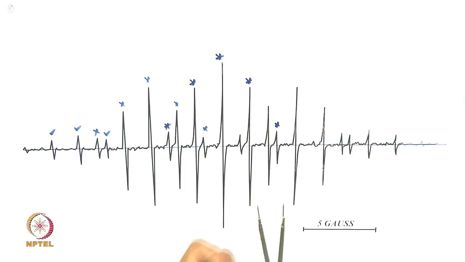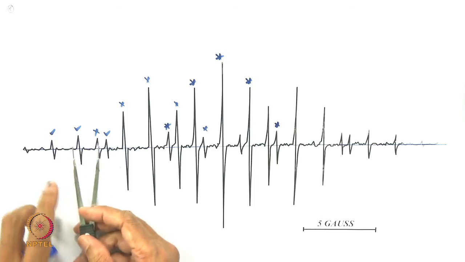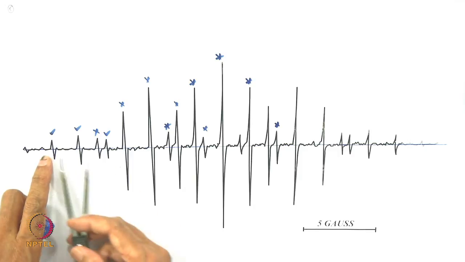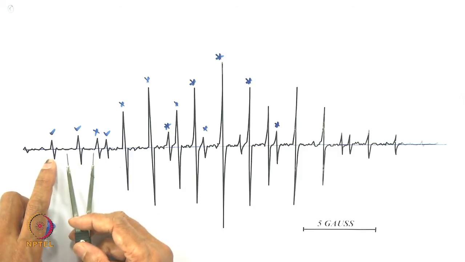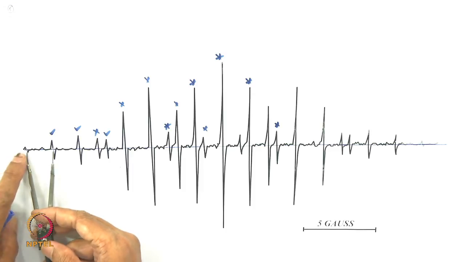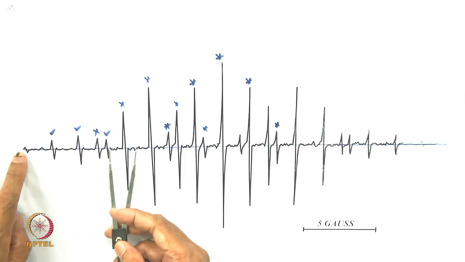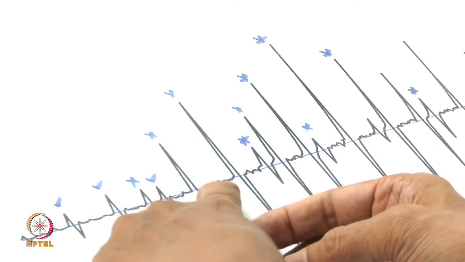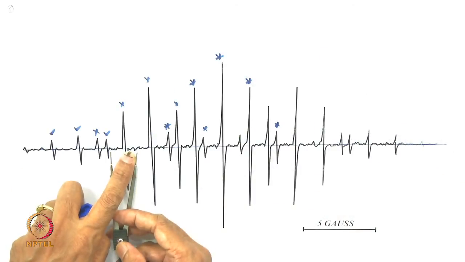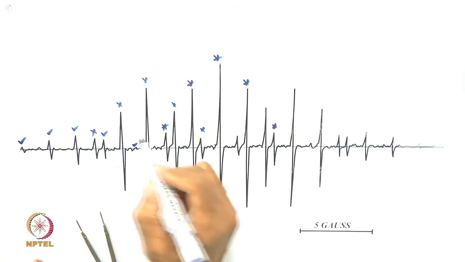Since this pattern is present here, it is natural that there must be lines for these three groups of 3 lines also. It cannot be just 3, there will be 5 lines. So, I start from here, go back and see that, yes, it looks like there is a line which is hidden here. Similarly, there could be a line here, even if I do not see it, I have to assume that it is indeed there, but buried in the noise level. So, I have a line here and here.